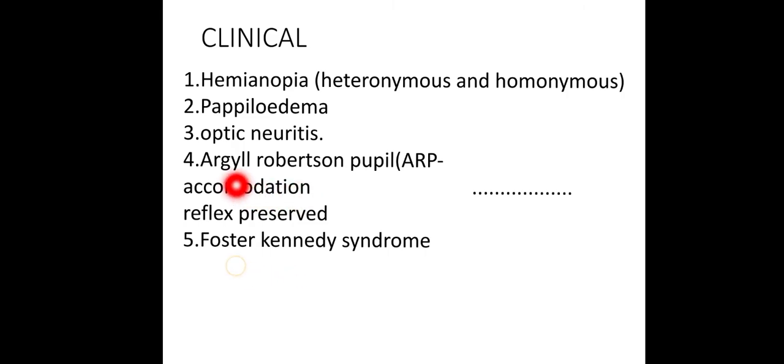And the next is Argyll Robertson pupil. It is a clinical condition in which the accommodation reflex is preserved while the light reflex is absent in the eye. Now coming to the last, Foster Kennedy syndrome. Foster Kennedy syndrome is when a tumor is present at the base of the frontal lobe, and it leads to compression of the optic nerve. Then it leads to a group of symptoms, and it is known as Foster Kennedy syndrome.